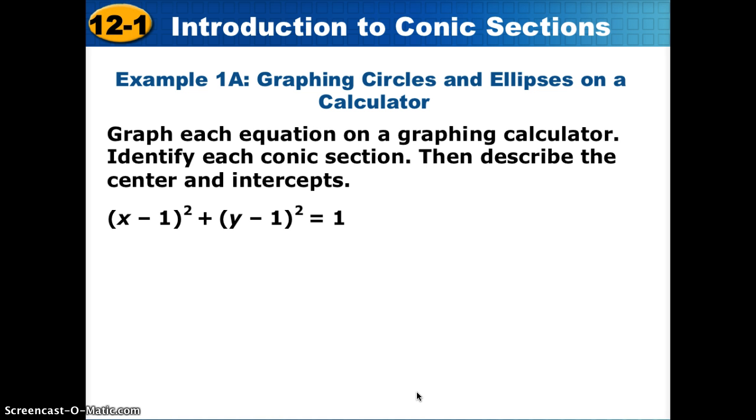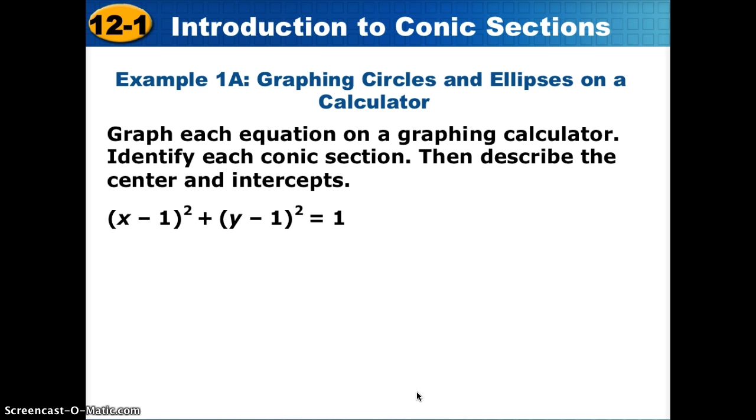All right, so let's take a look at an example. We want to graph this on the graphing calculator, and in order for us to do that, we're going to need to solve for y. The way that we're going to graph it on the graphing calculator, we're going to solve for y, and we're going to put it in as two separate functions. We want to know what the shape is, so we're going to identify what type of conic section it is, and then we're going to describe the center and the intercepts.